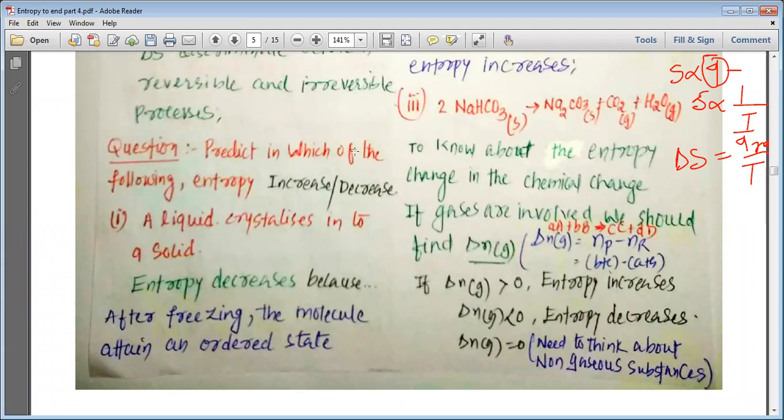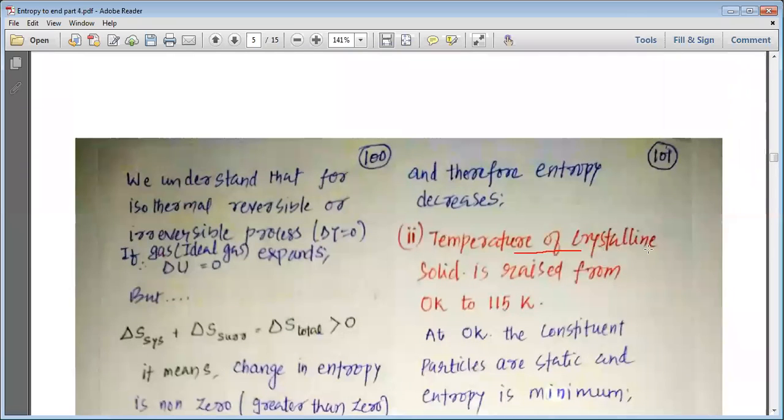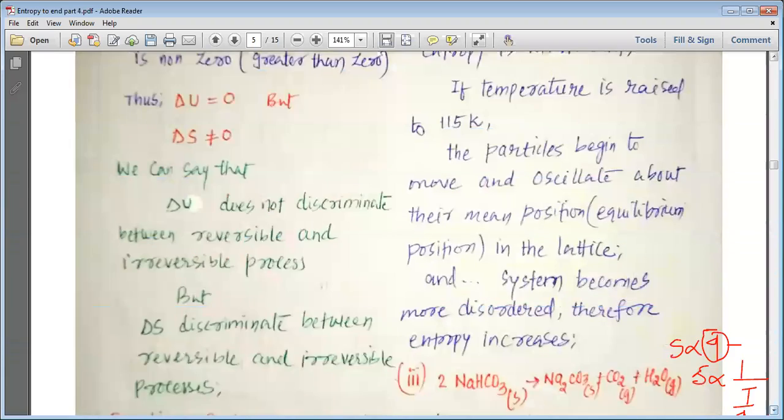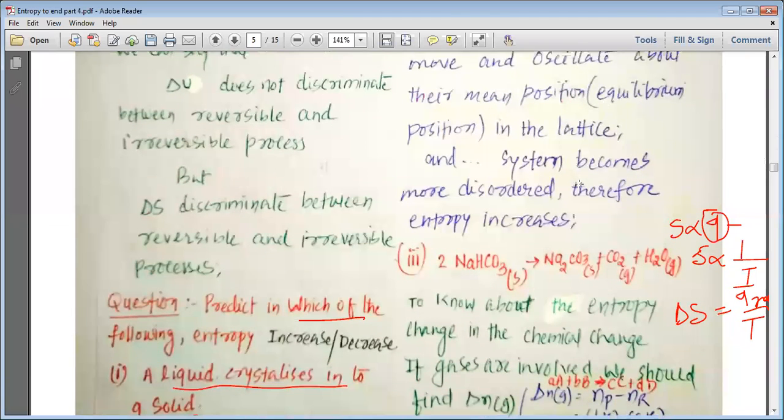And then we have started solving some of the problems, and we have seen that when a liquid crystallizes into the solid, the entropy decreases. Then, my dear students, when the temperature of a crystalline solid is raised from 0 Kelvin to 115 Kelvin, the particles start moving around their mean position, and that is why the entropy increases.